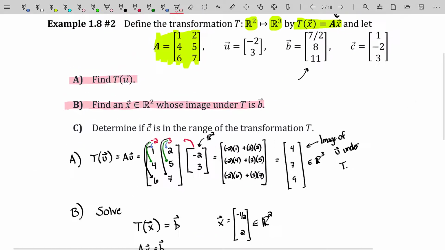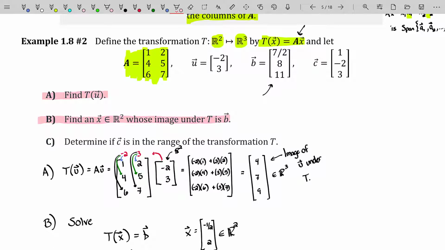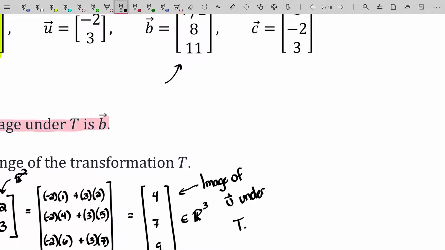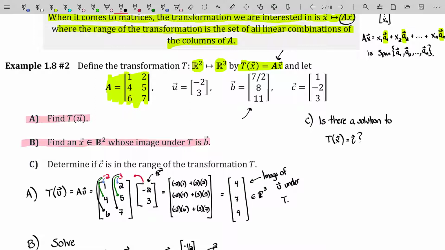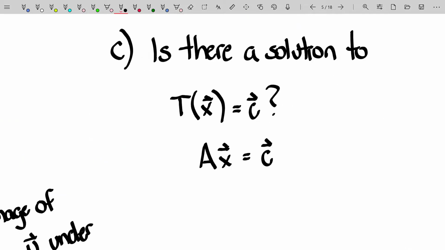Finally, the last question is determine if the vector c is in the range of the transformation T. And that's kind of like example B there. You just have an output vector and you're wondering, is that output vector in the range of our transformation? It's actually going to be the same mechanics here. And I'm wording it in such a way to kind of match the language in part C. Determine if c is in the range of the transformation T. That is, is there a solution to T of x is equal to c? That is, we want to try to solve the matrix equation Ax equals c.